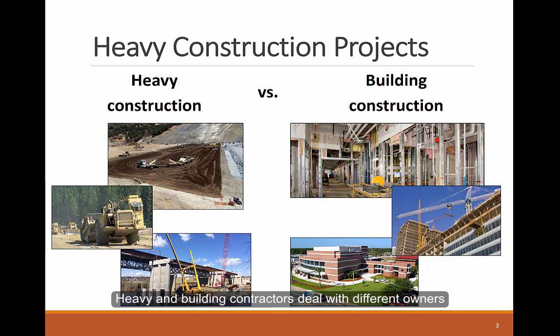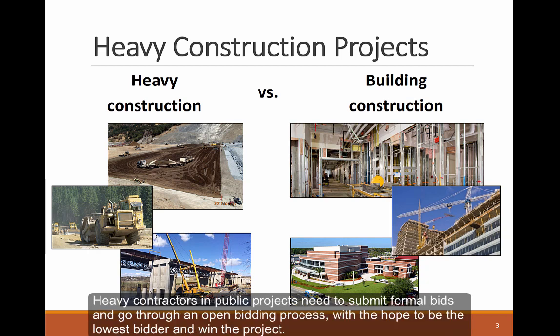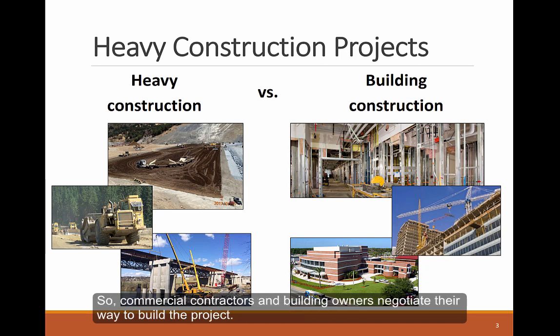Second, heavy and building contractors deal with different owners. This is why they are awarded the projects using different project delivery systems. Heavy contractors in public projects need to submit formal bids and go through an open bidding process with the hope to be the lowest bidder and win the project. On the other hand, the private owners of the building projects are not tied with public laws and regulations. So, commercial contractors and building owners negotiate their way to build the project.